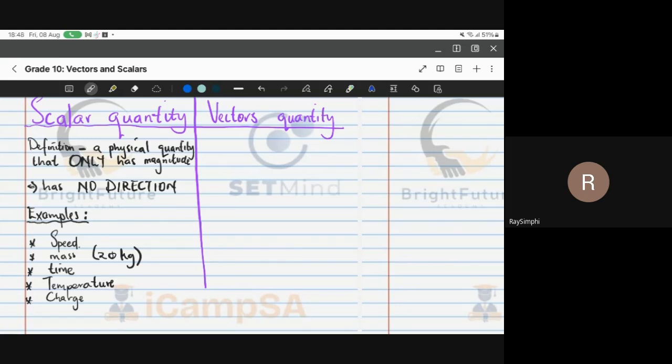Now, a vector, on the other hand, is the direct opposite of what a scalar quantity is, or rather in addition to what a scalar quantity is. So this one is any physical quantity that has both magnitude and direction. Both. The keyword is both. Magnitude. I think I could have fit this here.